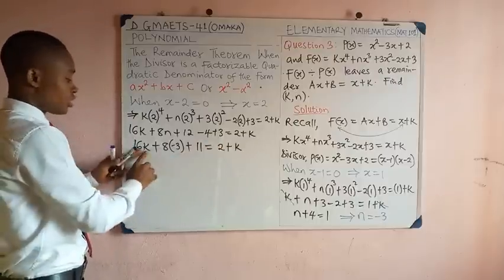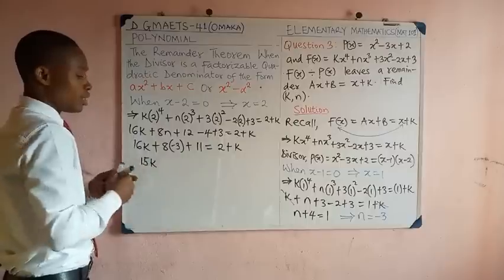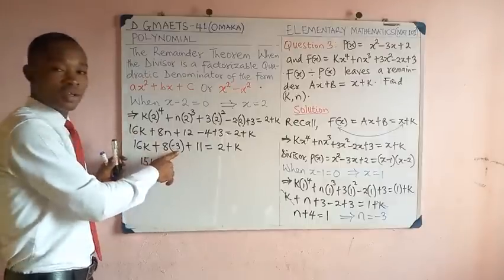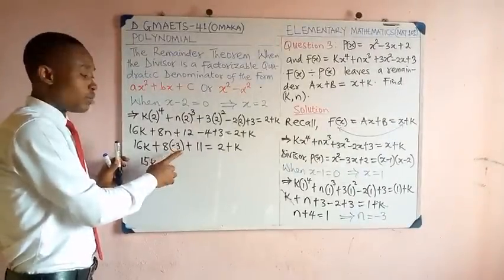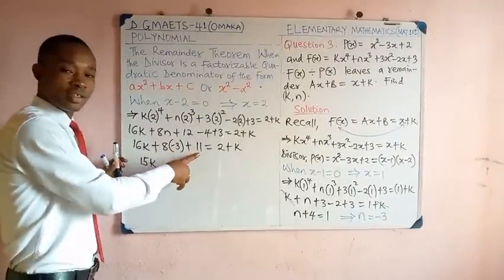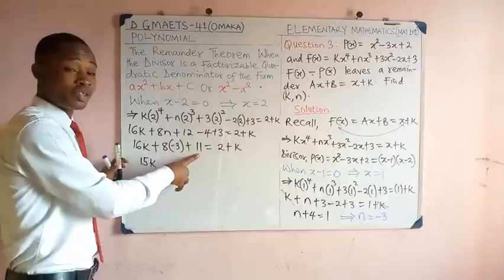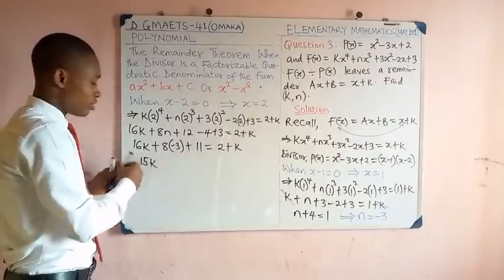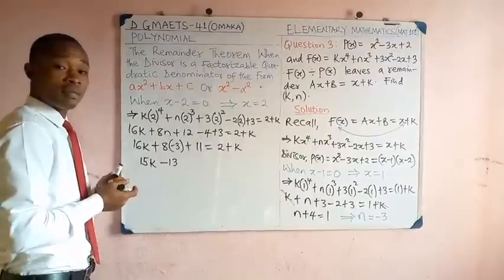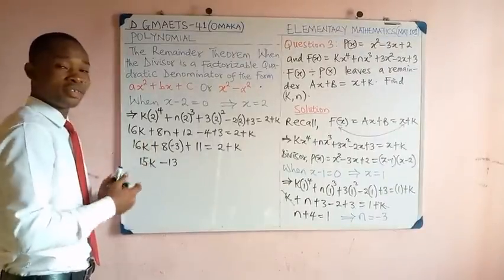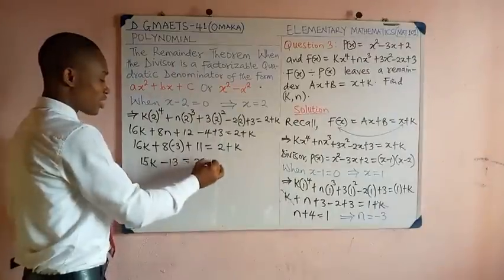If you collect your like terms, 16k minus this k will give us 15k. Then this 8 times 3 is 24. And because this is minus, you're going to get minus 24. Minus 24 plus 11 will give us minus 13. So we're going to put minus 13 there, and then that will be equal to 2 plus k.